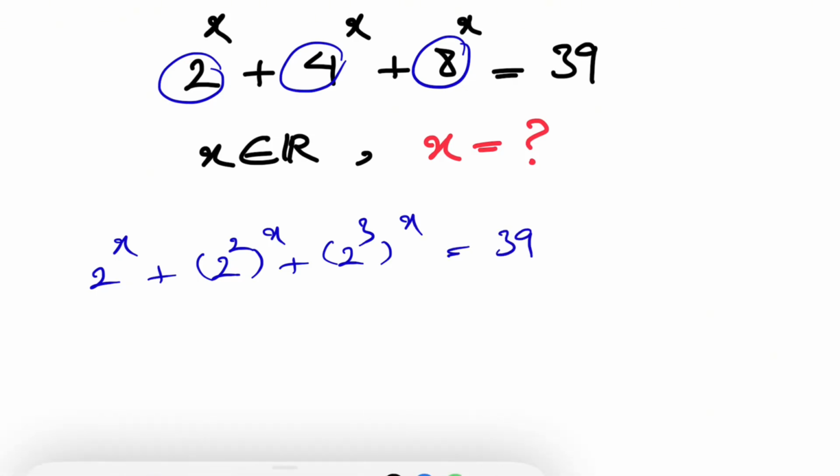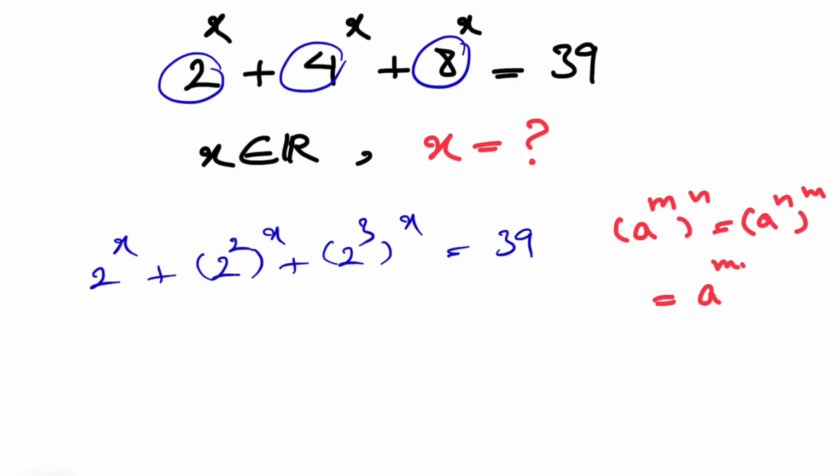From the laws of exponents, we know that when we have (a^m)^n, this is equal to (a^n)^m. The reason is that both of them are equal to a^(m times n), so we can switch m and n. Let's do that on the left side. We have 2^x + (2^x)^2 + (2^x)^3.